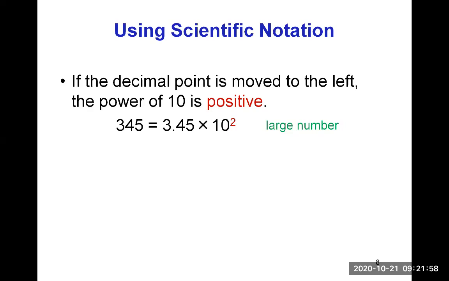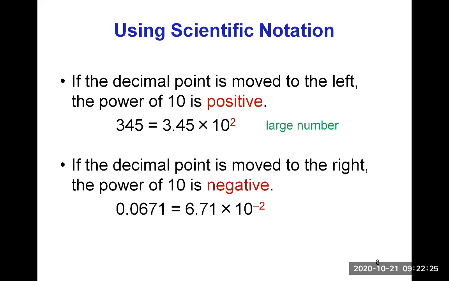I do not recommend remembering whether you move to the left or the right, because when you do the reverse process of changing numbers from scientific notation to regular notation, you will move the opposite way, and this can become very confusing. So what you need to remember is that a positive exponent means that you had a large number.